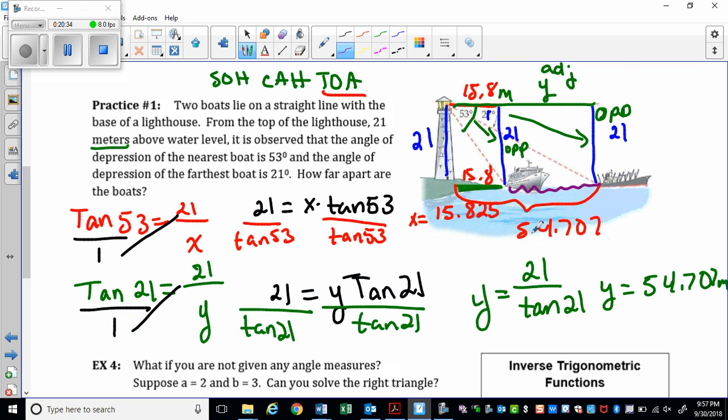So what we're going to do is subtract 54.707 minus 15.825. What does that give us? What I got was 38.882 meters. Don't forget your M.